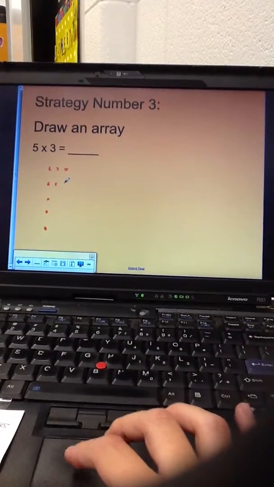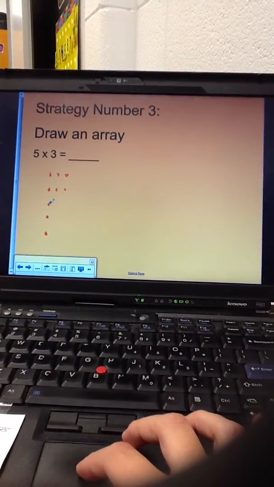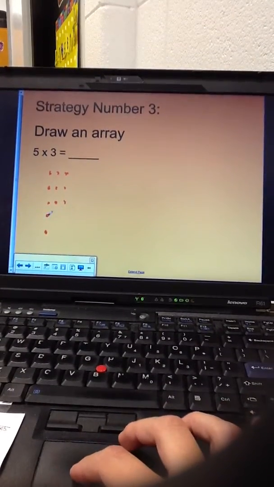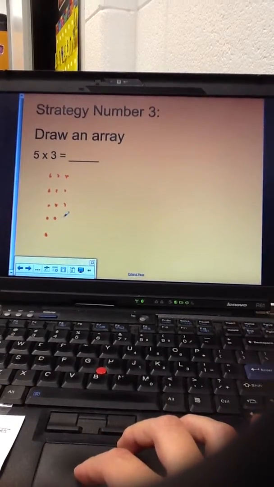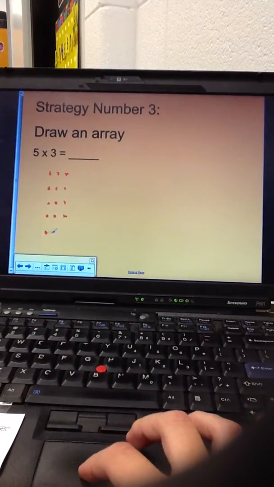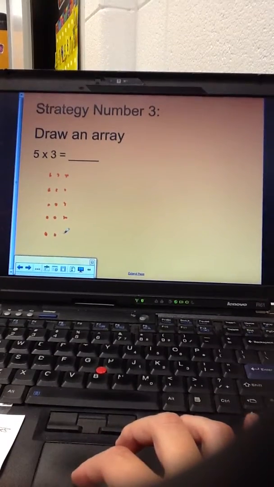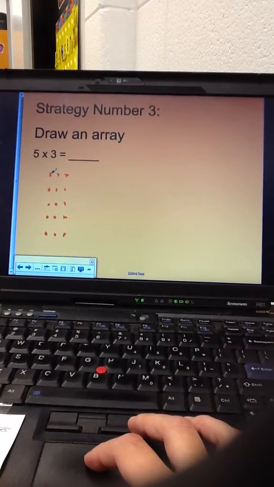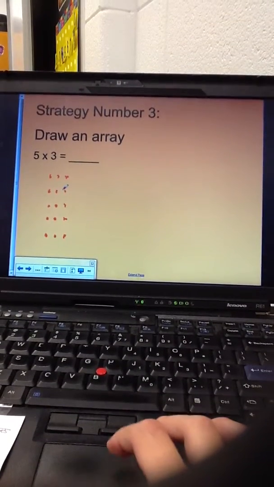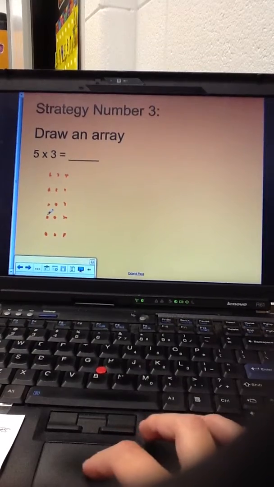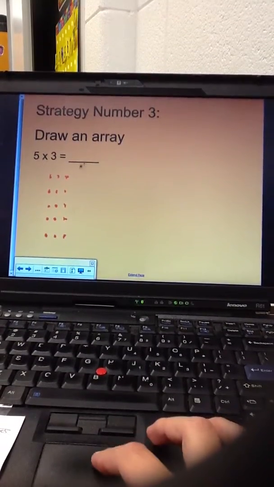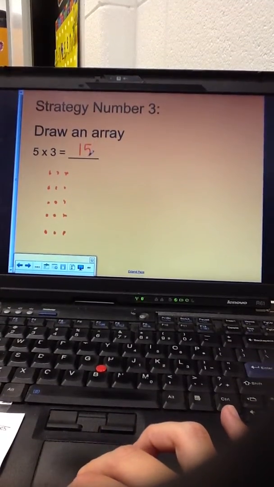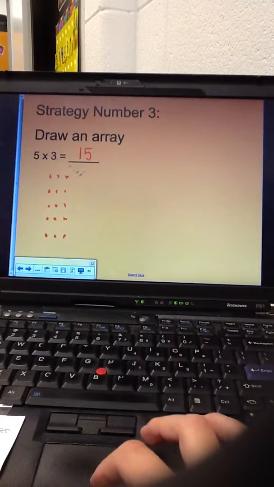1, 2, 3, 1, 2, 3, 1, 2, 3, 1, 2, 3. Now I count the total number of dots. 1, 2, 3, 4, 5, 6, 7, 8, 9, 10, 11, 12, 13, 14, 15. And I know that the answer to 5 times 3 is 15.